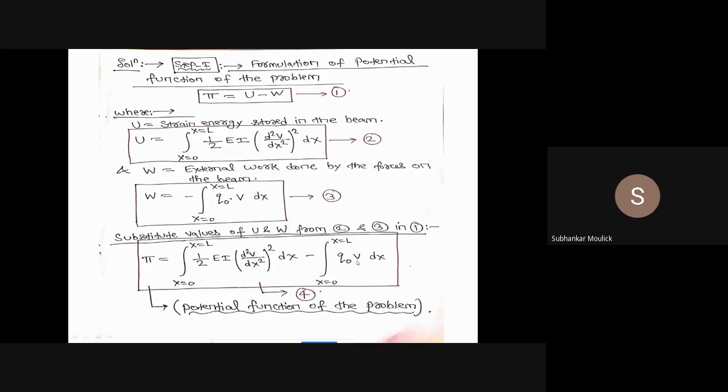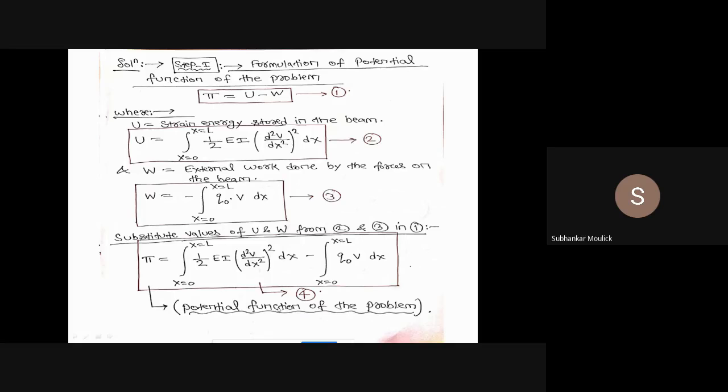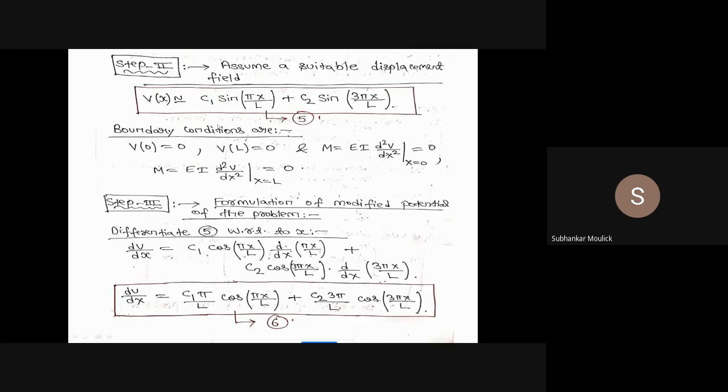Now you can substitute this value of d2v over dx2 in the given potential function, and you will substitute the value of v as C1 into sine pi x by L plus C2 into sine 3 pi x by L. Then you have to solve this potential function pi in terms of unknown constants C1 and C2. And I have to see how many unknown constants are present in that potential function. Accordingly, I have to minimize that potential function. Is it clear till equation number 7? Any doubt? No, sir.